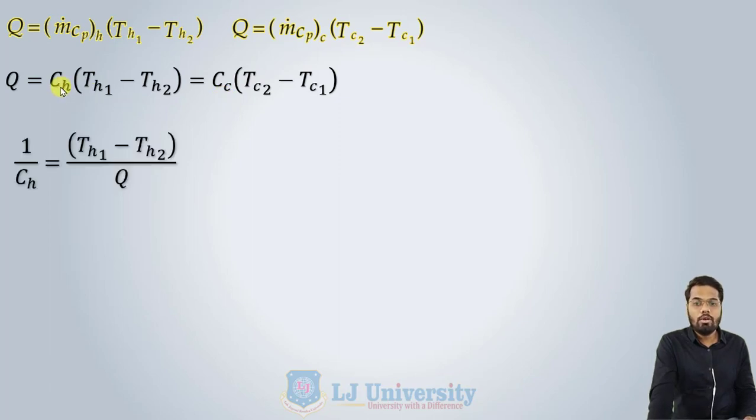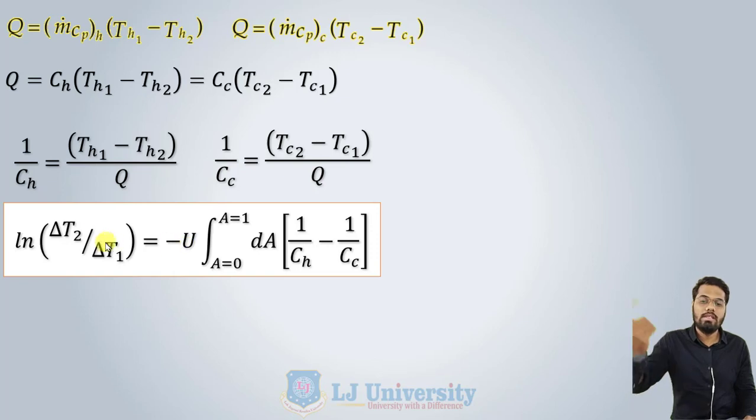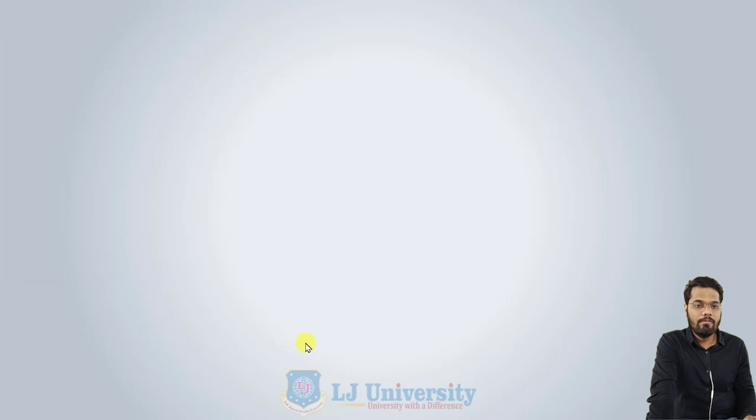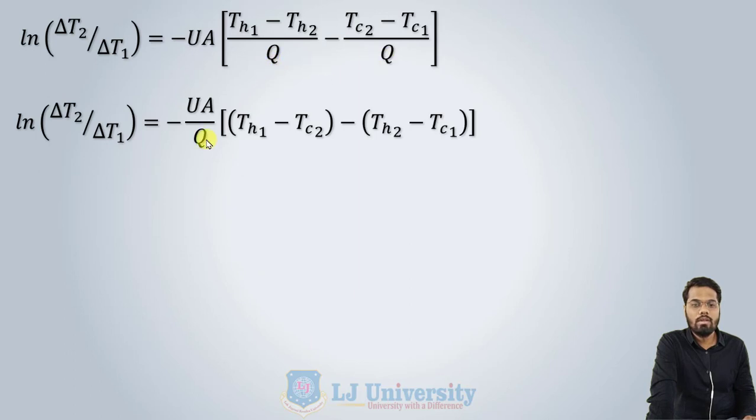So from this equation, 1 upon Ch becomes (Th1 minus Th2) divided by Q, and 1 upon Cc becomes (Tc2 minus Tc1) divided by Q. Now putting this 1 upon Ch and 1 upon Cc in our previous equation: instead of 1 upon Ch, (Th1 minus Th2) divided by Q, and instead of 1 upon Cc, (Tc2 minus Tc1) divided by Q. Now, simplifying this equation, the Q will be common from both terms.